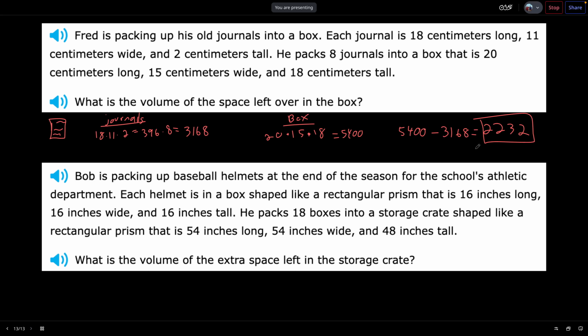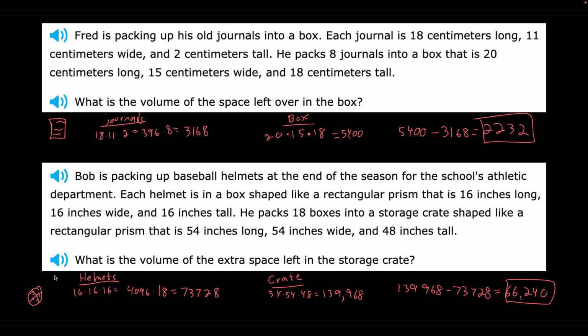Okay, for the first problem, here's my wonderful drawing of a journal. Here is the work. Final answer should have been 2,232. And for the second problem, here is my wonderful drawing of a baseball. Here is the work. Final answer should have been 66,240.